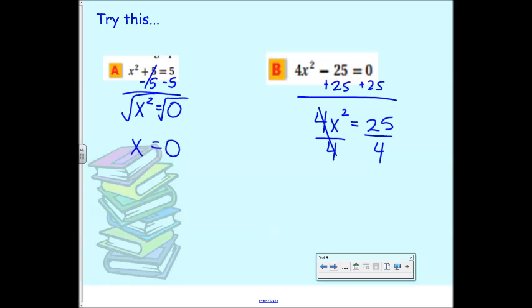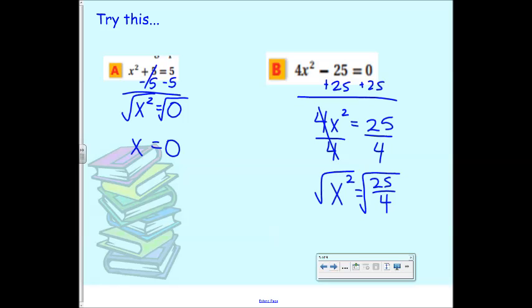X squared. Okay, now you've got a couple options. You can do this on your calculator and get a decimal, or you can be lazy like me and you can leave it as a fraction. 25 over 4. Last step is to do what? Square root of not just one side, but both sides. X squared square rooted equals x.